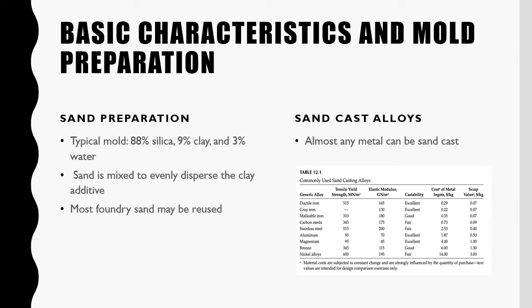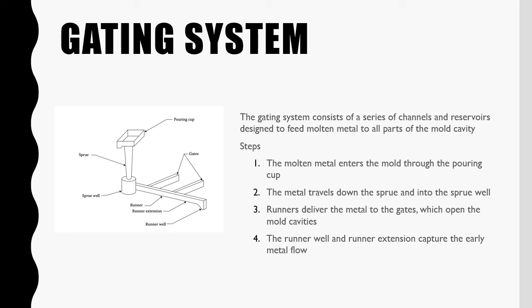You can see in table 12.1 that ductile iron, gray iron, aluminum, and magnesium have excellent castability, and this refers to the amount of shrinkage that takes place as well as fluidity and the temperature range over which the metal solidifies. The gating system consists of a series of channels and reservoirs designed to feed the molten metal to all parts of the mold cavity.